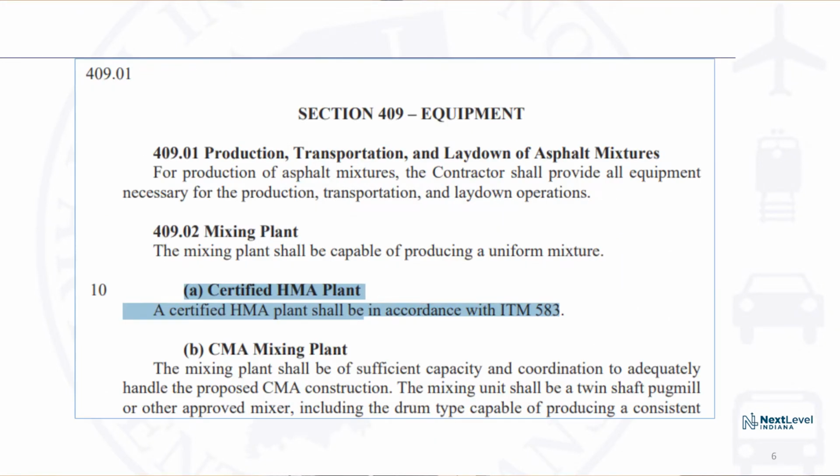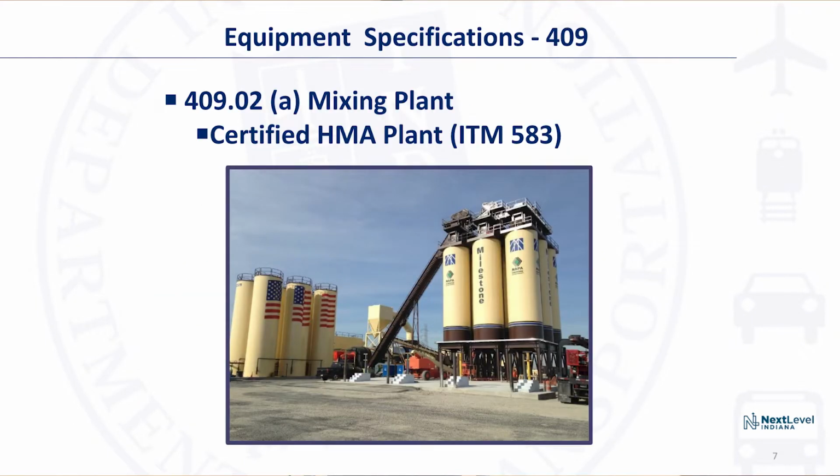So section 409 of the specifications lists all the requirements for the equipment that's actually used on the job. This tells you what is going in that QCP. Believe it or not, this is how specs are written. We actually have to say dumb stuff, otherwise it won't get done.